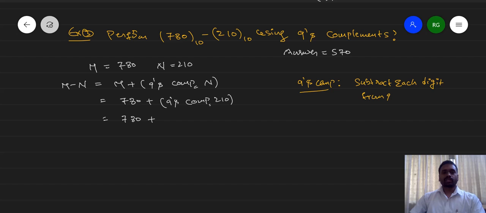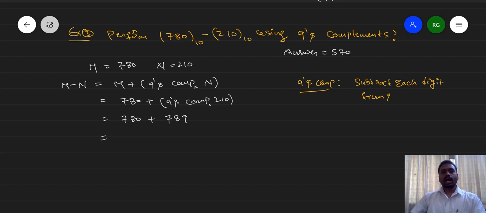So let us see the 9's complement of 210. Subtract each digit from 9. The most significant digit is 2, so 9 minus 2 is 7. 9 minus 1 is 8. 9 minus 0 is 9. So 789 is the 9's complement of 210.